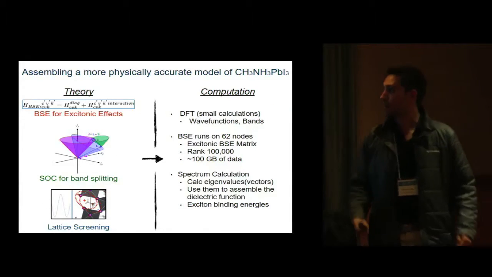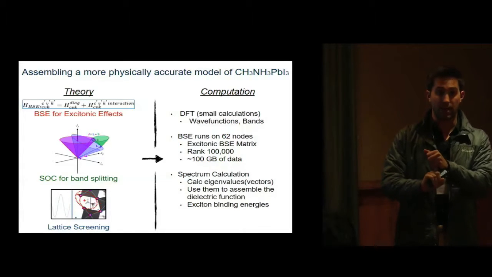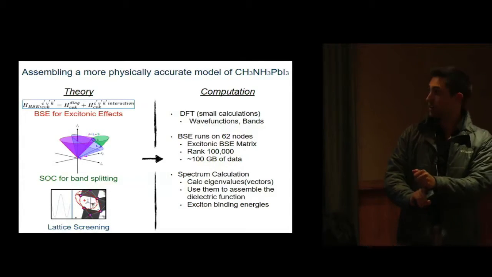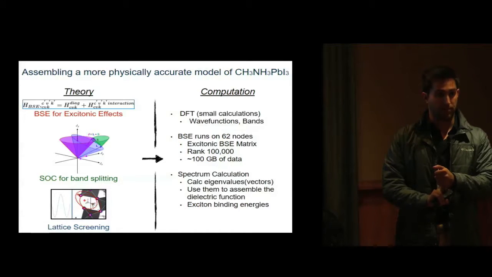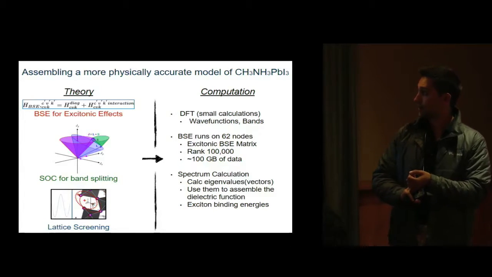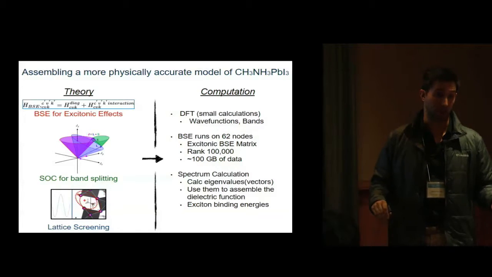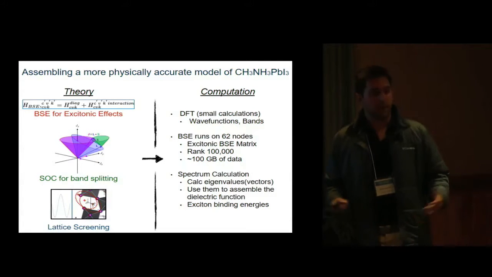So we have a set of theories. One is the optical response, the excitonic Hamiltonian that we need to build. Two, spin-orbit coupling, getting that band splitting. That's very important. And number three is introducing this lattice screening through this model dielectric function. So let's run this. First, we start with DFT to get the eigenvalues and the eigenfunctions, so the energy states and then the wave functions effectively. This is a relatively cheap calculation.